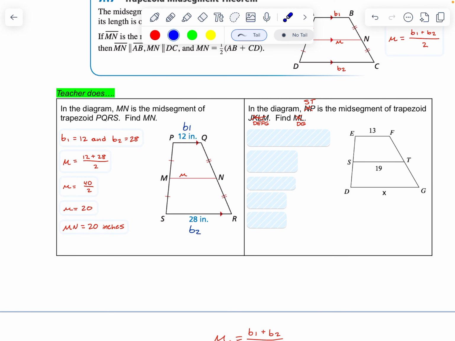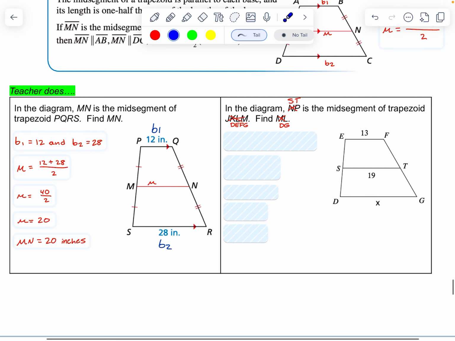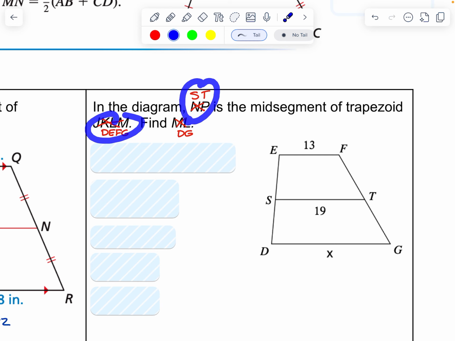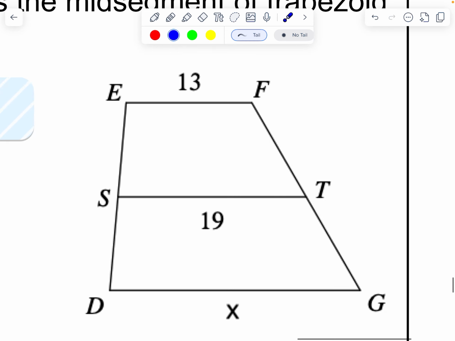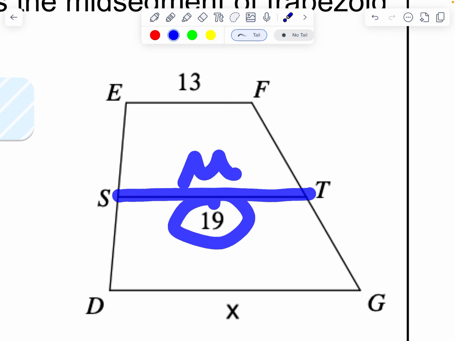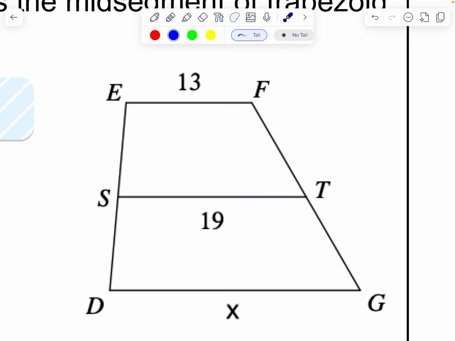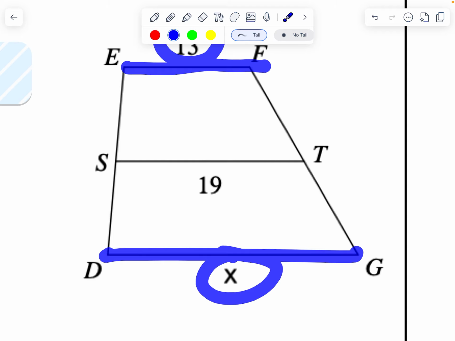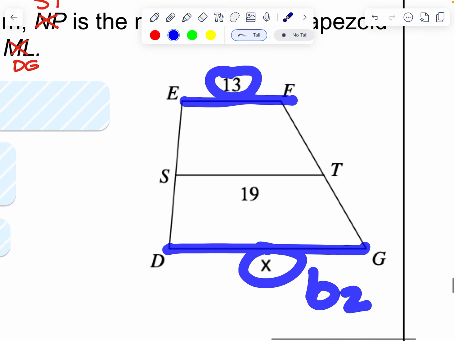I can also do the same thing if I'm given some different information, right? Instead of looking for the mid-segment, the names are a little off here, but it's okay. Instead of looking for the mid-segment, I have the mid-segment. The length of the mid-segment is 19. Well, I know that one of my bases is 13 and my other base is, well, that's what I'm looking for, right? So I'm looking for base 2. I have base 1 and I have my mid-segment.